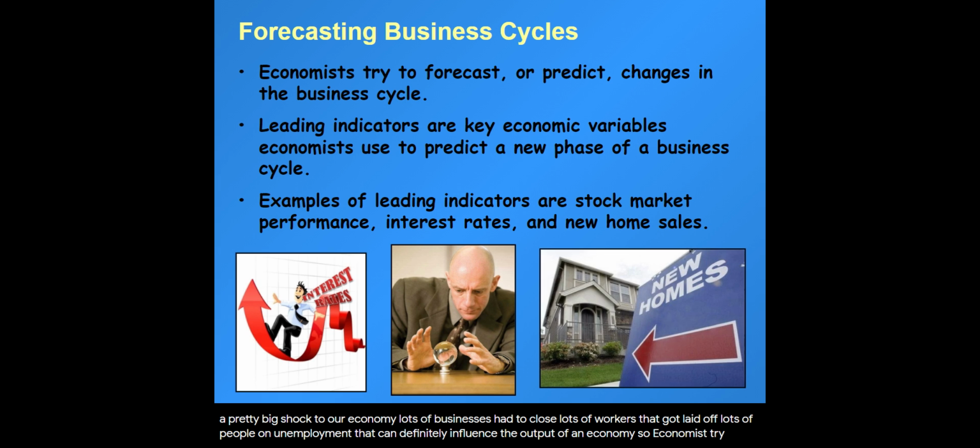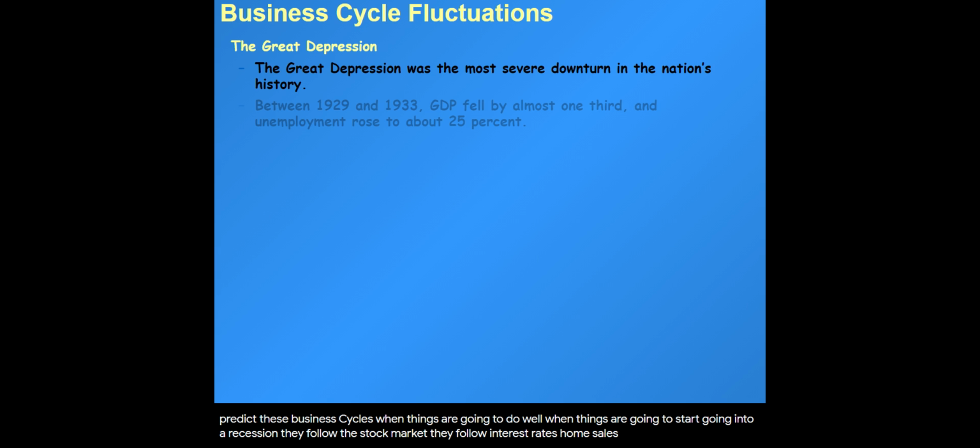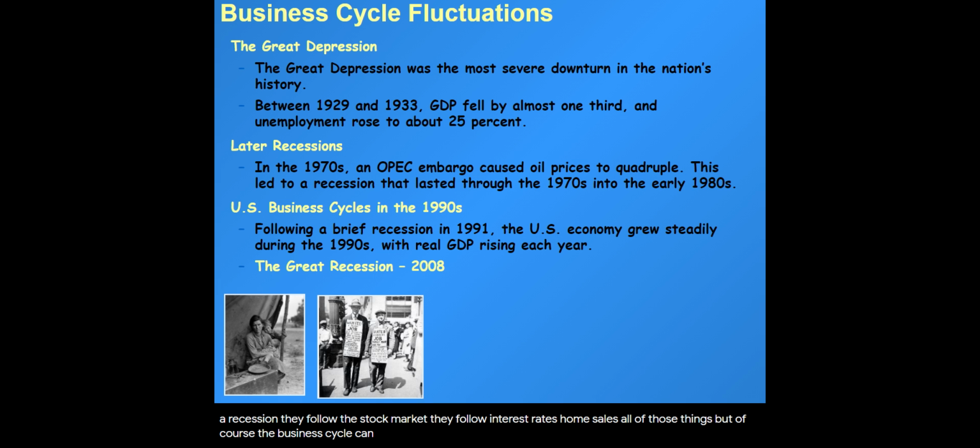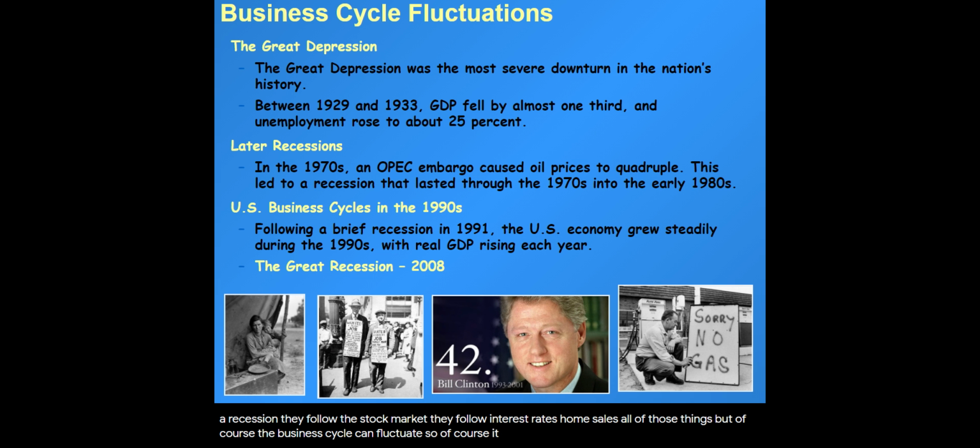So economists try to predict these business cycles, when things are going to do well, when things are going to start going into a recession. They follow the stock market, they follow interest rates, home sales, all of those things. But of course, the business cycle can fluctuate. So of course, it goes up, it goes down, it will continue to go up and down, but occasionally we will have big depressions, recessions, COVID, global pandemics that we didn't expect to happen that can affect the business cycle as well.